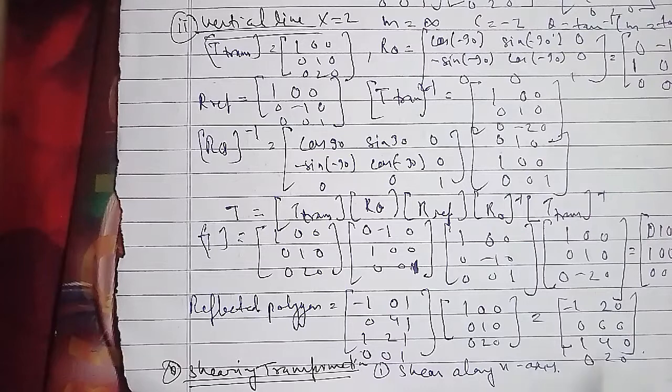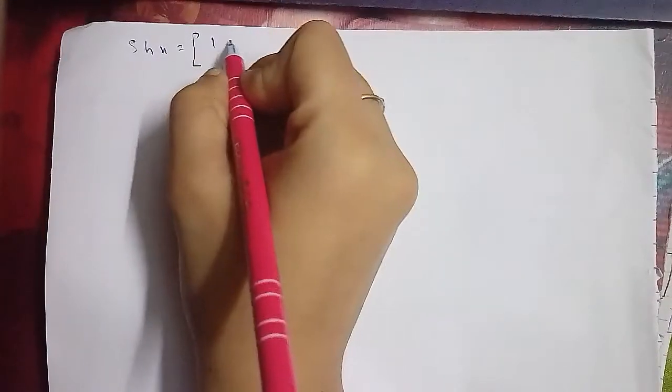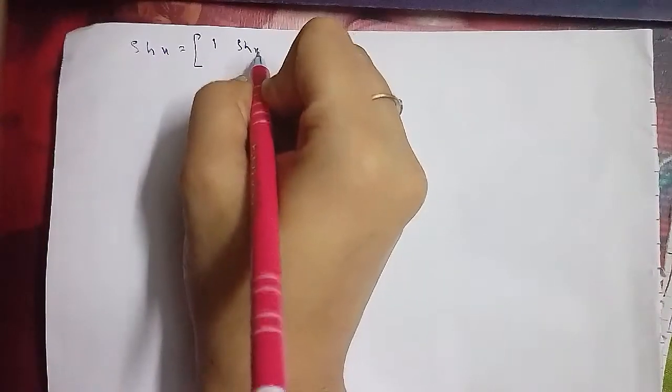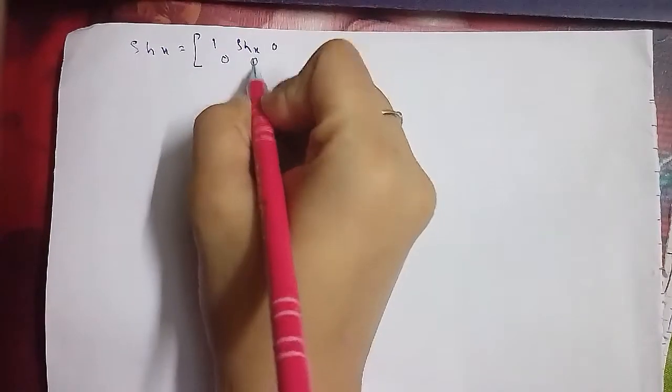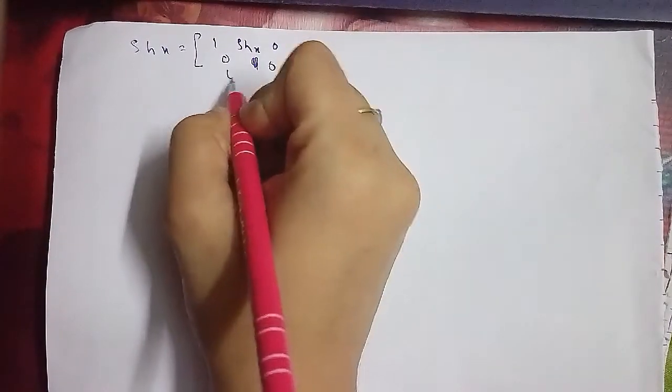And for that we have the transformed coordinates: x dash equals x plus shx times y, and y dash equals y. That we will find out. And any real number can be assigned to the shear parameter shx, so that the figure would be as in the same cases.